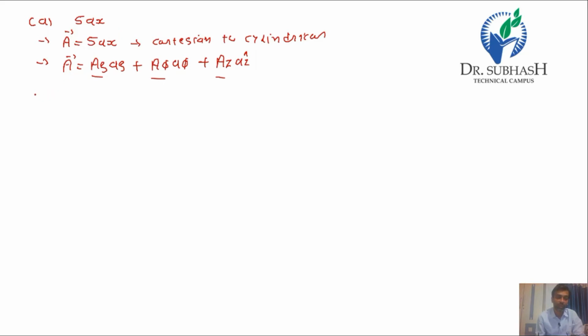So to find the A rho component, we use the formula: vector itself with dot product of the unit direction. Suppose we require to find the rho component, then we take the vector dot product with the rho unit vector. Similarly, if we require to find the phi component, then vector itself dot product with the phi unit vector. And similarly, if we find the Az component, then vector A itself dot product with the Az unit vector.